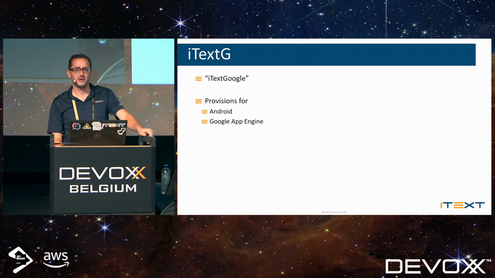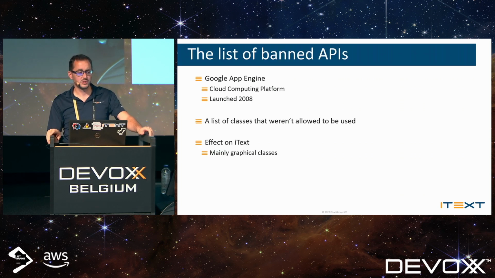So what is special about iText G? For those of you who were around about a decade ago working with Google App Engine, you might remember that they had a list of banned APIs. There was certain stuff that you couldn't use from Java. And the thing that comes to mind right now is the graphical things, like the Graphics2D stuff or AWT classes, which you can't use.